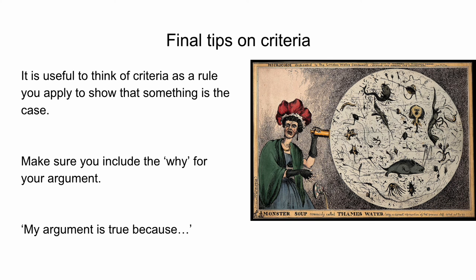So just some final tips on criteria then. What I've tried to explain in this video is that it's useful to think of criteria as a rule or rules that you apply to show that something is the case. So make sure that you include the why for your argument. Don't just say that, yes, it was Charles I that was the most important cause of instability, full stop. Say why. And the why is your criteria. So my argument is true because, obviously you wouldn't write it in that way, but just think about it like that. I hope that's been useful.